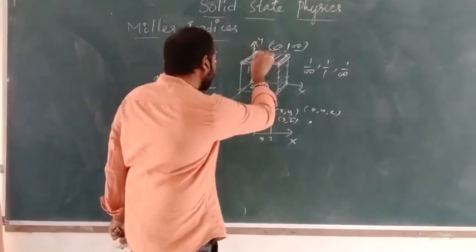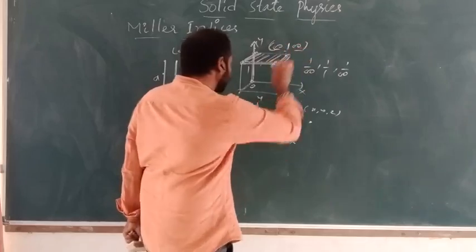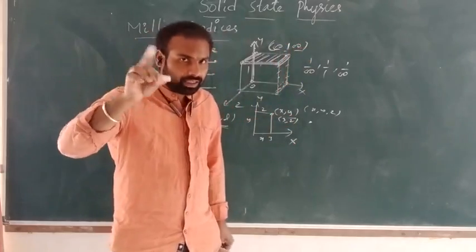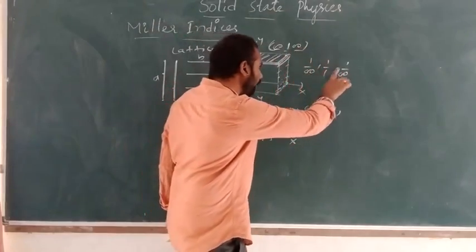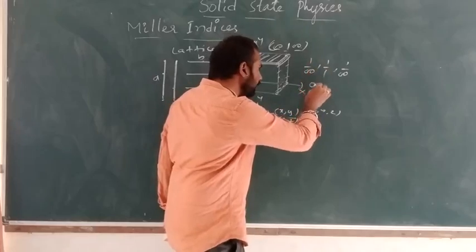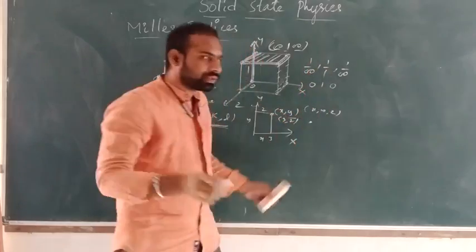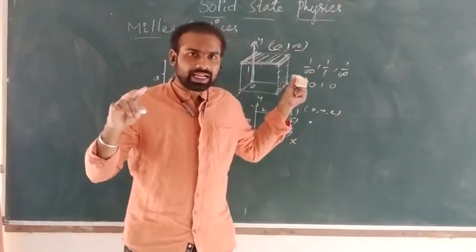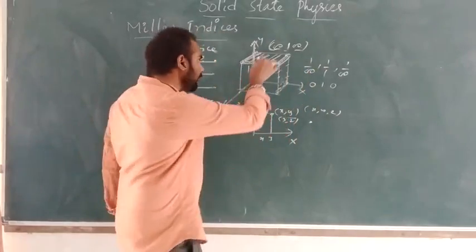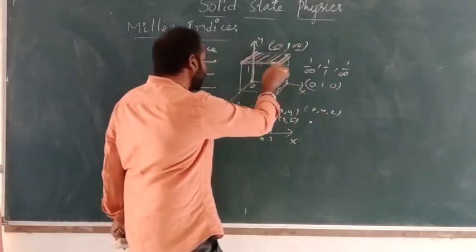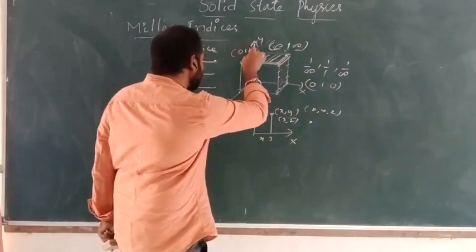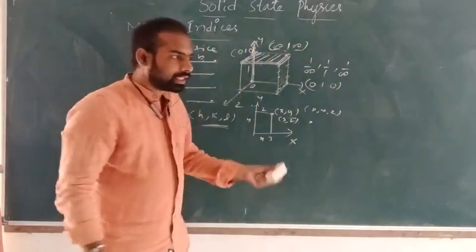First of all, what are the intercepts here? Infinity, 1, infinity. Reciprocals of the intercepts: 1 by infinity, 1 by 1, 1 by infinity. What is 1 by infinity? 0. So 0, 1, 0. The Miller indices of this plane are 0, 1, 0. These are the h, k, l.